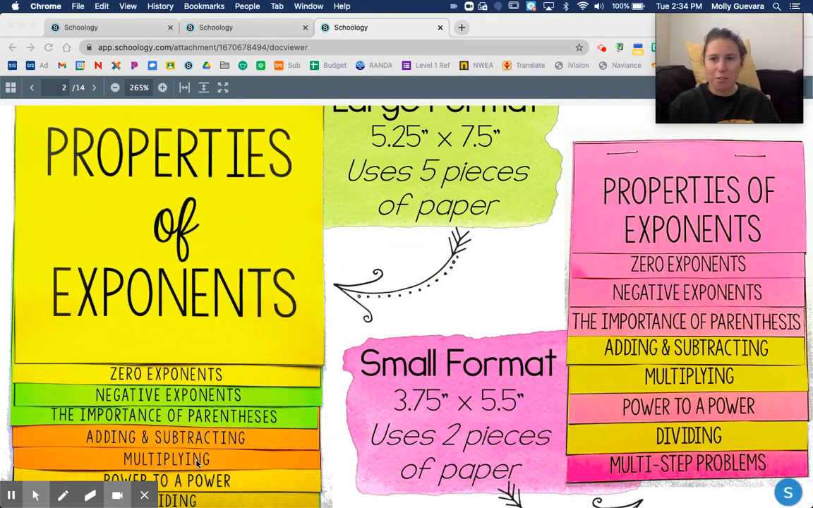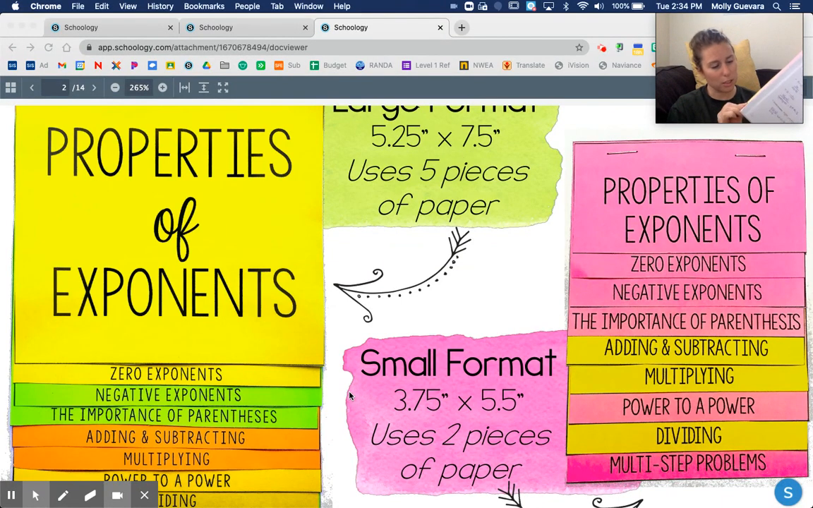And we're starting Unit 5 with a foldable about the properties of exponents. So you should have these pages in your packet. This packet is starting on page 12 for me, but it could be a different page for you. But this is what the foldable is going to look like.